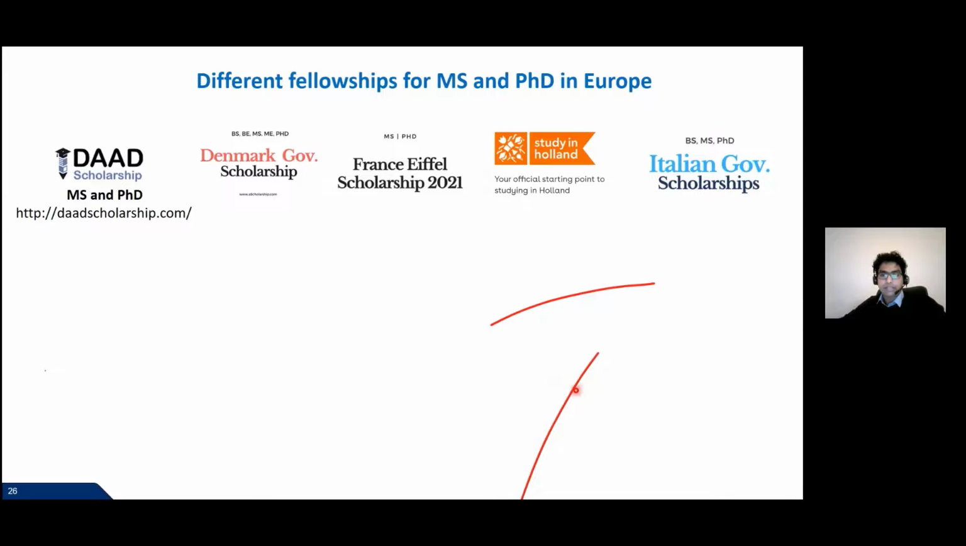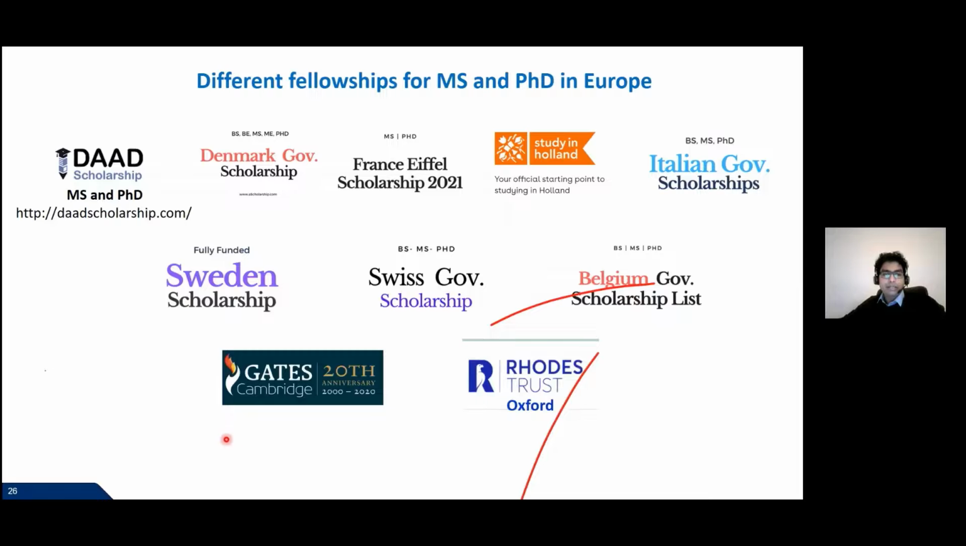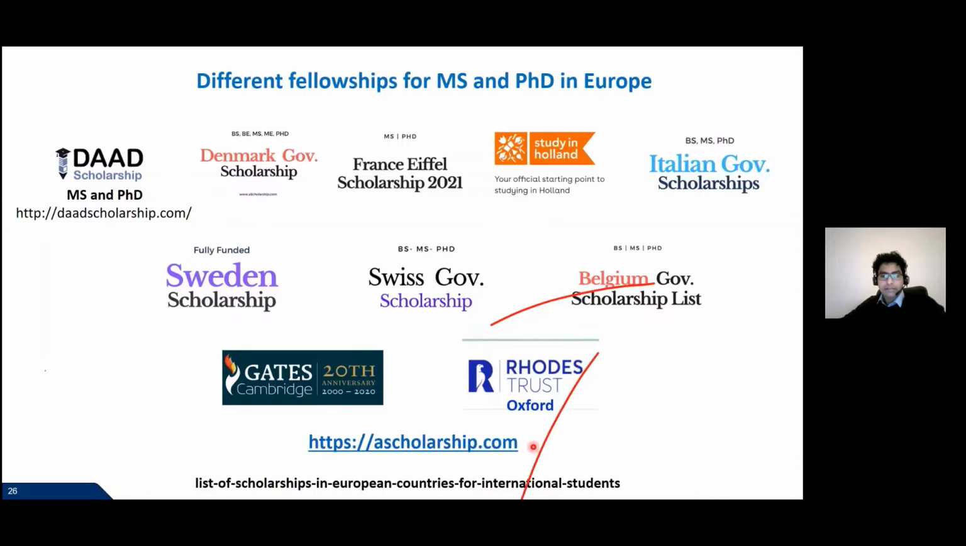I will give you the site at the end of this slide. In Sweden, in Switzerland, and in Belgium, these are fully funded scholarships. They are really highly competitive. You need to be a really good scholar to get this kind of scholarship, which are bachelor, master's, and PhD. And then in the UK, United Kingdom, there is the Bill Gates scholarship for Cambridge and the Rhodes Trust scholarship for Oxford. And all this information you can find on this site. You can note it down.